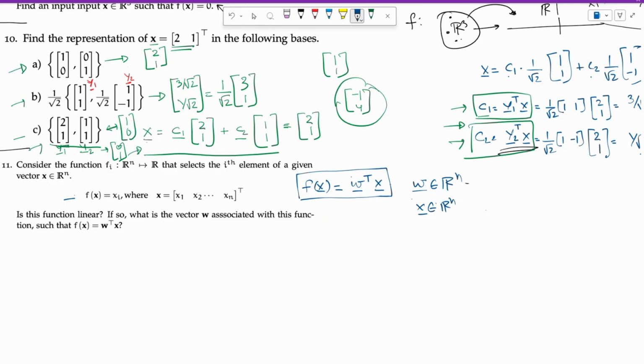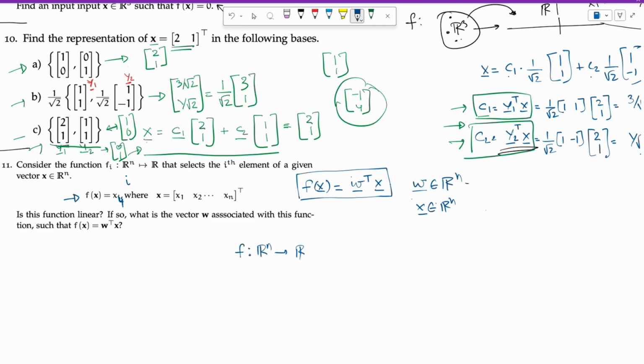Now, we have a function here. F of x is simply equal to x_i, and of course i is fixed, some fixed i. Let me say for now this is x4. If I input my vector, it will simply return the fourth element of that vector. Is this function linear? No, here, f takes any vector from Rn and produces a value in R.